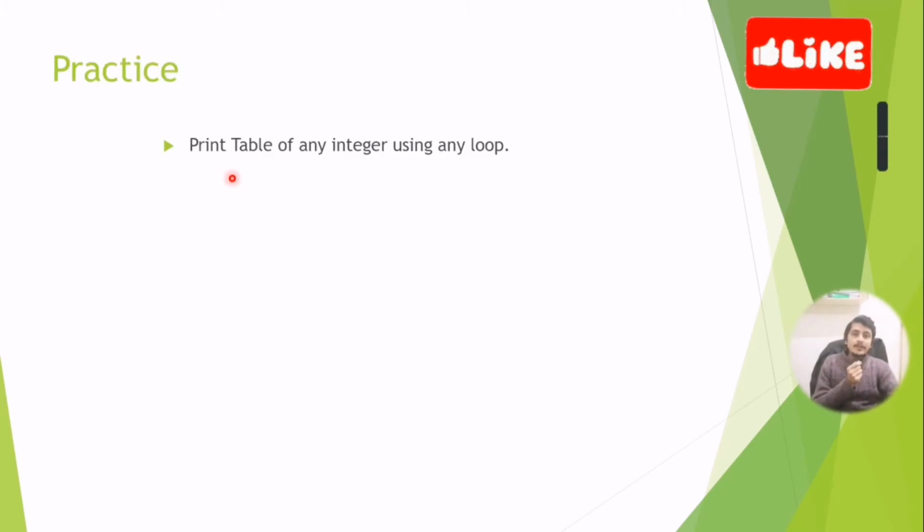So it's your practice: print a table of any integer using any loop. This is a quiz for you, and if you learned the things which I have already taught you in my previous lecture, then you can write this in your Dev C++. Try to print a table of any integer using any loop. For example, the program takes a value from the user and prints its table. Pause this video here, try to write that table in your Dev C++.